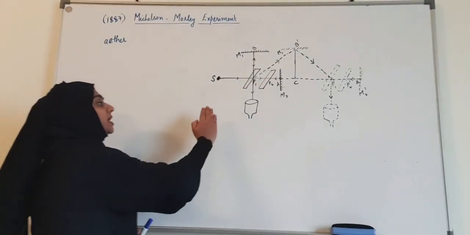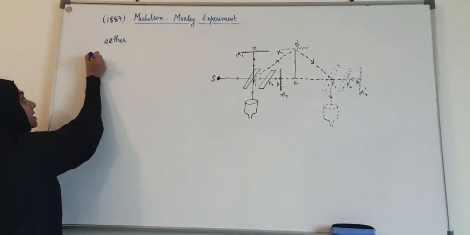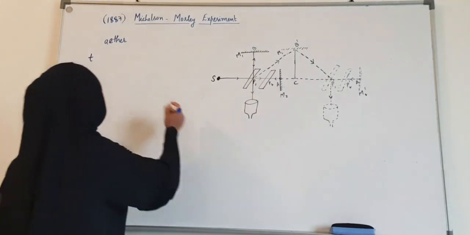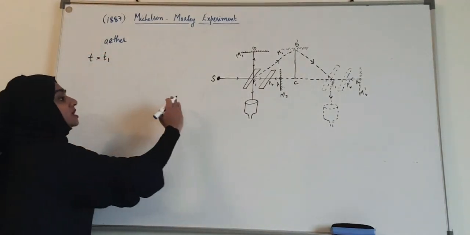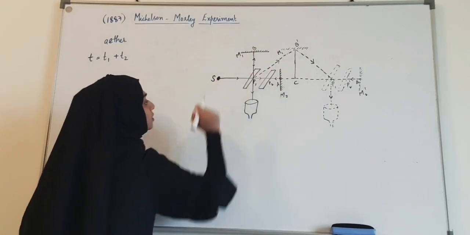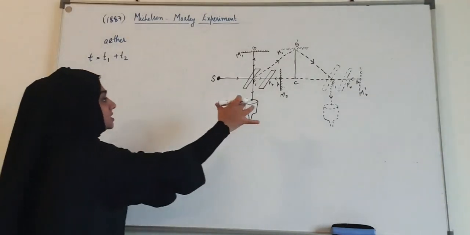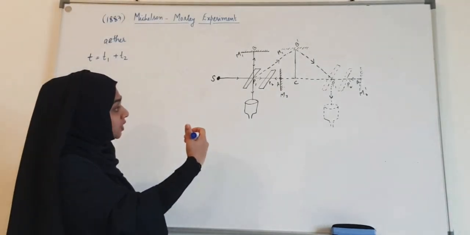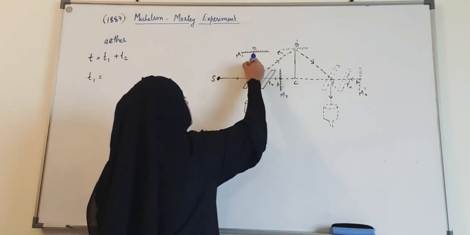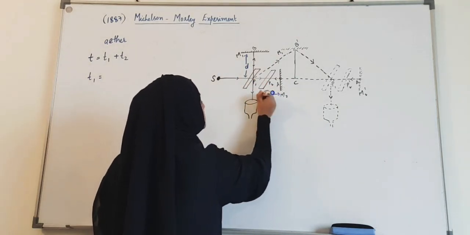Now let us consider the light ray that goes in this direction. Let t be the time taken by the light ray to go towards mirror M2 and come back. So t is equal to t1, the time taken to go towards M2, plus t2, the time taken to come back from M2 to P1. So we know that time t1 is equal to distance by the velocity. By the way, this distance is the same as this distance. Let us put it as d. And this distance also is d.